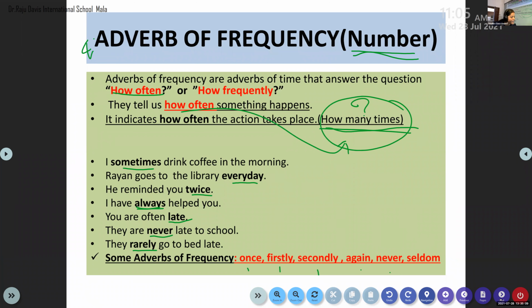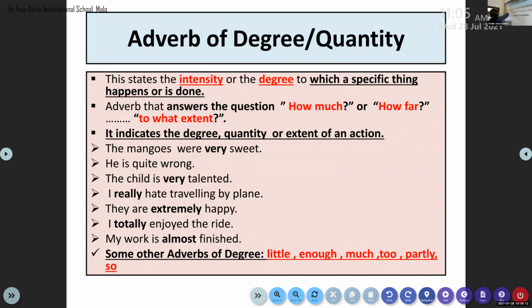And the last one, the fifth common type of adverb, is degree. Adverb of degree shows quantity. So if it is a quantity, remember we have to attach the question how much, or how far. Look at the example: the child is very talented. How much talented? At the same time, they are extremely happy.